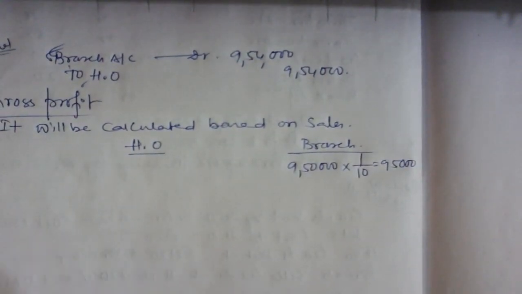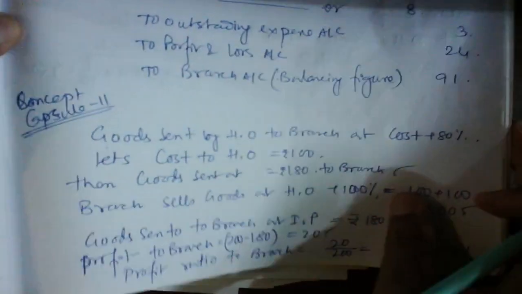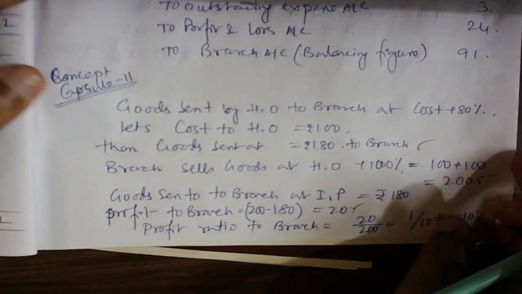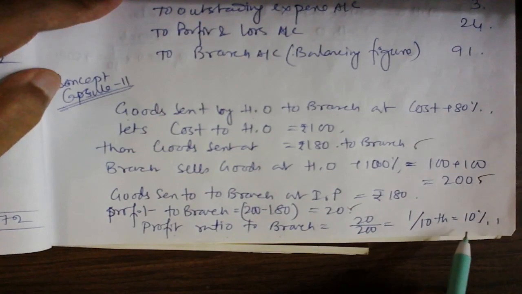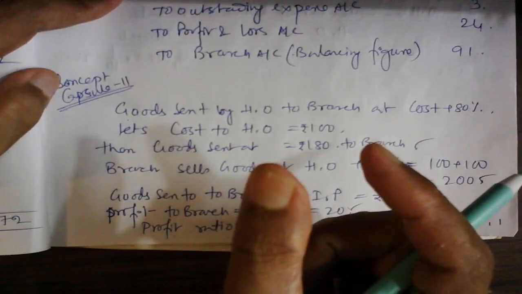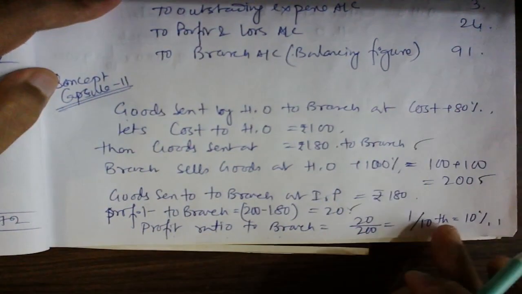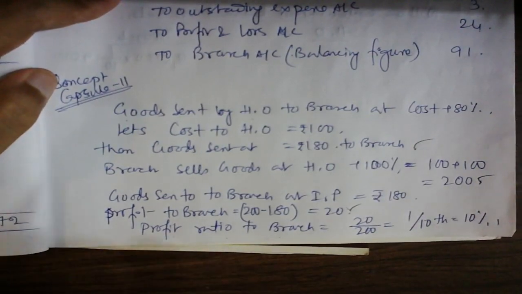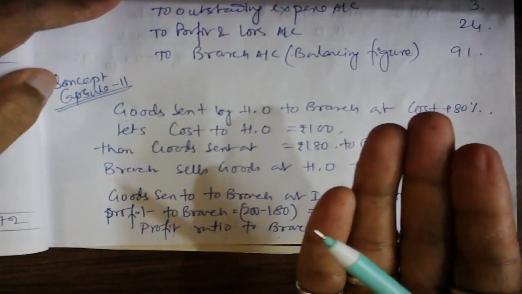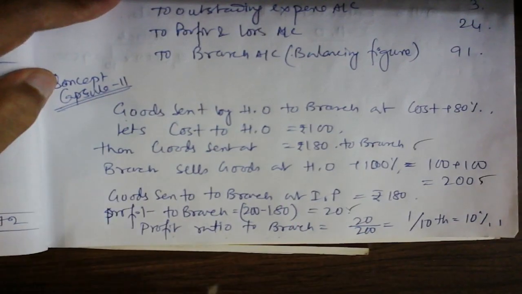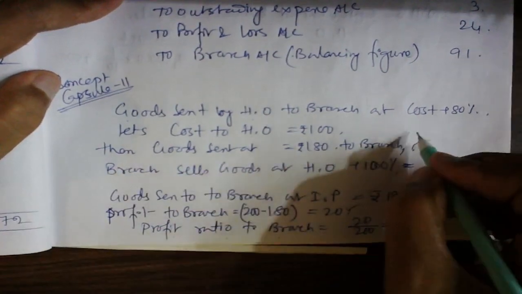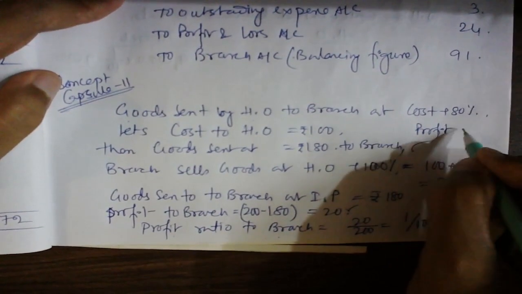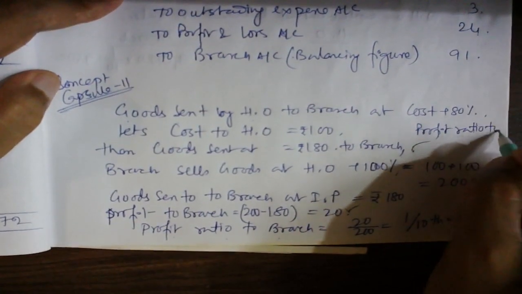Now just see how HO profit will be calculated. Now come to here. Okay. Now if you see, look once calmly, profit ratio to branch is 1/10. It means 10%. So whatever the sale branch made, branch is earning 10% profit. That's fine. Now what is the profit of HO? We can calculate from here. So you can calculate here, that is profit ratio to HO.